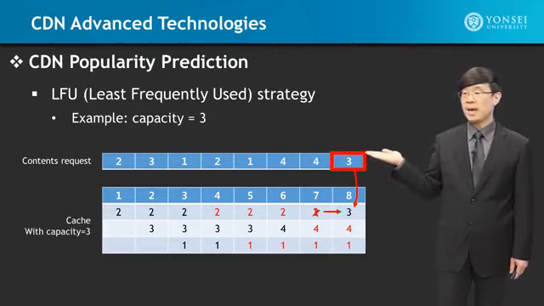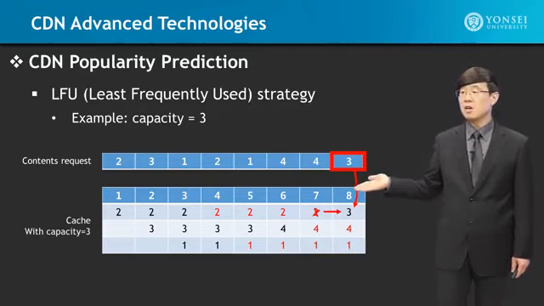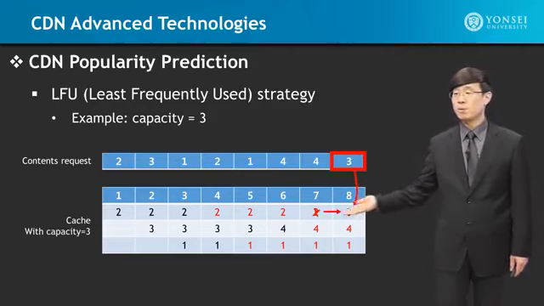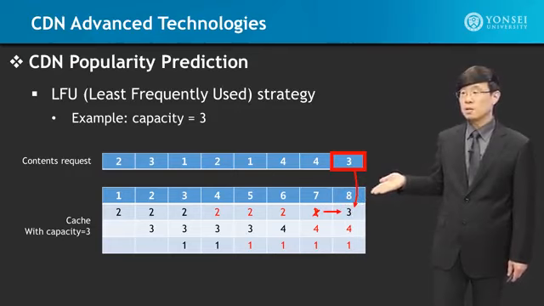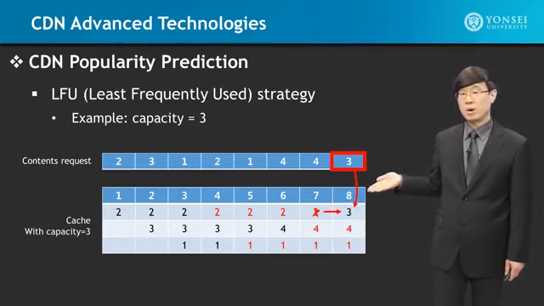Then we come back and content 3 is requested. As content 3 comes in, you'll see that all of 2, 4, and 1 have been requested twice. But 2 was requested the earliest. So therefore, now content 3 has 2 requests as well, and it is a newer content.